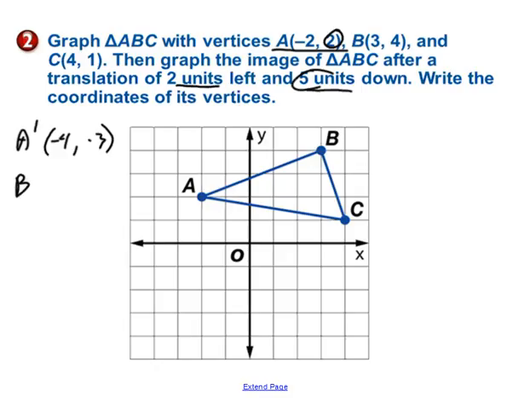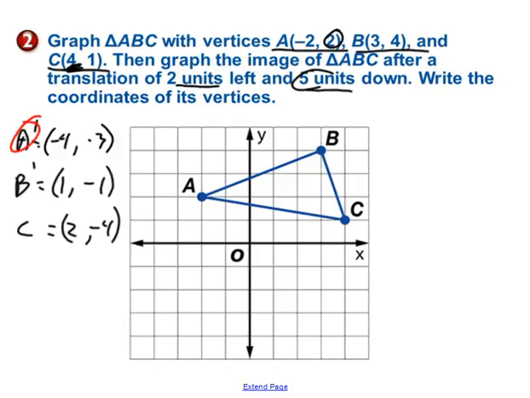B, starting with its coordinates 3, 4, I move 2 units to the left, which would be subtract 2, so that'd be 1. And then 4 minus 5 down becomes -1. So B prime becomes 1, -1. And C, I move 2 units to the left, so 4 minus 2 becomes 2, and 1 minus 5 becomes -4. So I'm going to graph these points here.